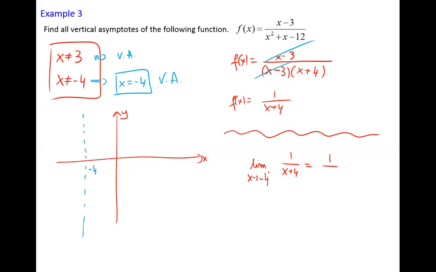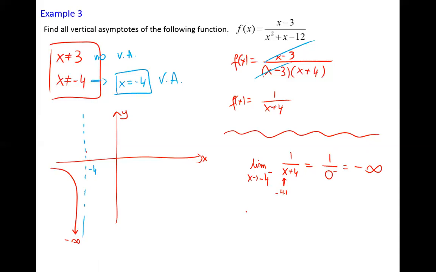Limit, negative 4 from the left hand side. Negative 4 plus 4 is 0, but negative 4 from the left hand side is negative 4.1. Plus 4 will give me a negative number. 1 over a small negative number is giving me a big negative number. That means the function is going down, negative infinity.